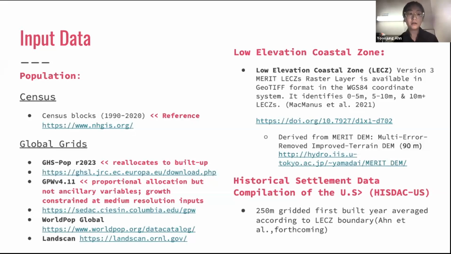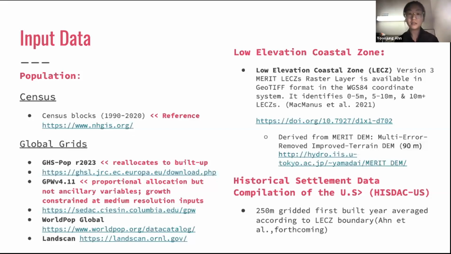And we also used the WorldPop global dataset, which used a top-down or bottom-up method, and then SCAN data, which was developed based on US census data with fine spatial scale ancillary variables. We also used low elevation coastal zone data, which was developed based on the MERIT digital elevation map. And we also incorporated the historical settlement data compilation of the US.